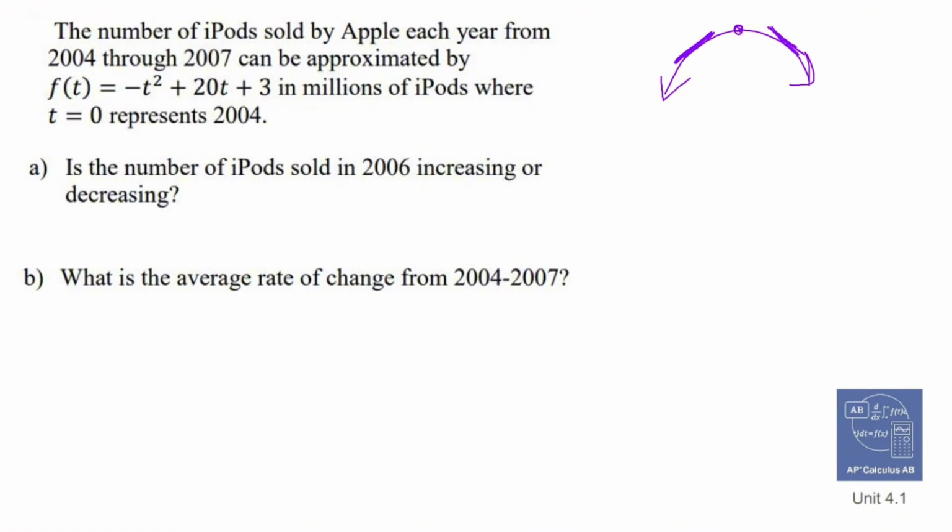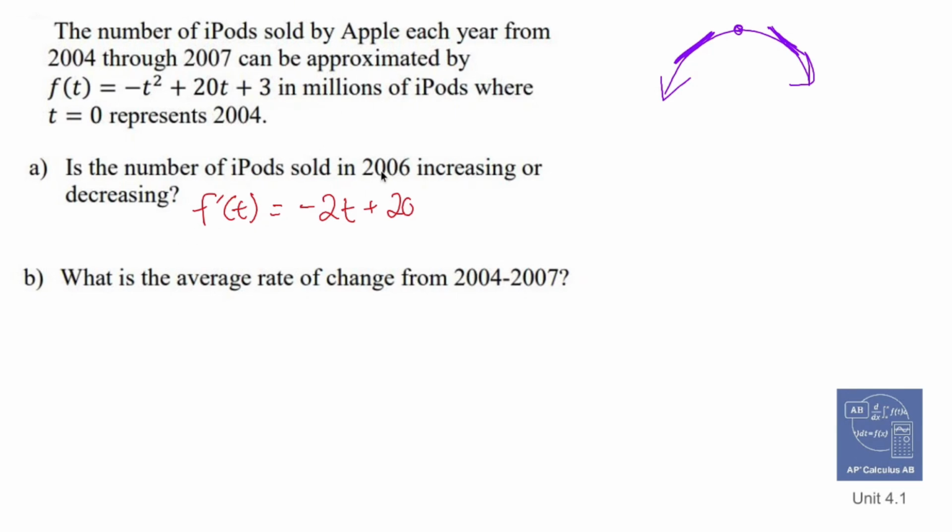Now, how do I use calculus to find the slope? Take the derivative. F prime of t is going to give us the slope at any given t. So when I take the derivative, this is just power rule: the derivative of negative t squared is negative 2t. The derivative of 20t is plus 20, and then plus 3 does nothing for me.